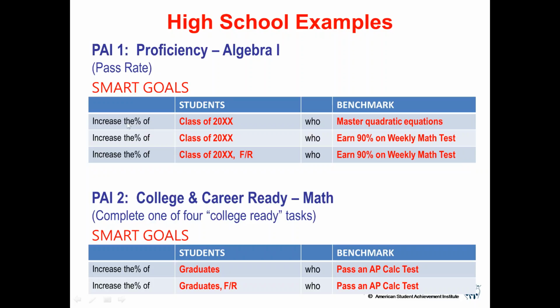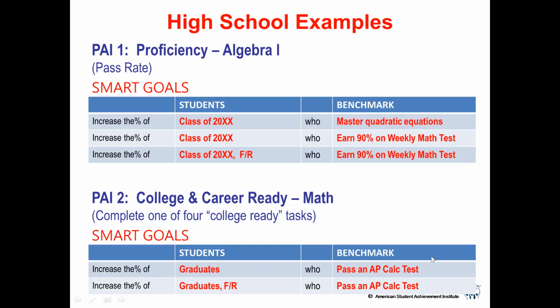And again, increase the percentage of the class of 2019 who mastered quadratic equations. This is going to be vertical data. So the first year I'm looking at them, maybe they're coming in as 8th graders, and then I'm looking at them as 9th graders, 10th graders, so I'm tracking that data vertically. And then increase the percentage of the class of 2019 who earn 90% on the weekly math test. Here's that idea again of having a frequent classroom assessment, and then looking at a student group, free and reduced lunch. So here's college and career ready, second PAI, so complete 1 of 4 college ready tasks.